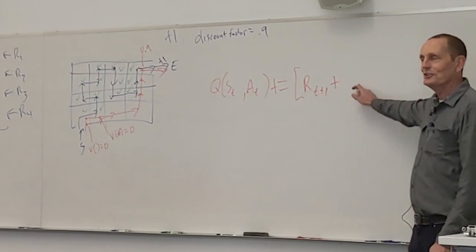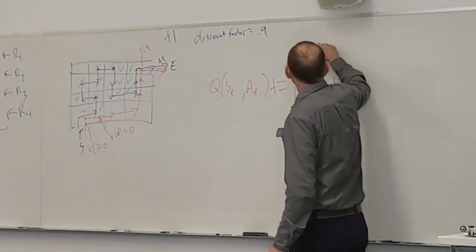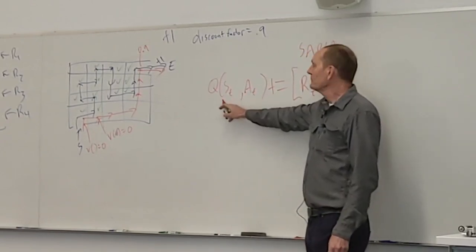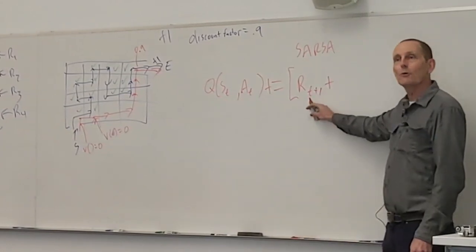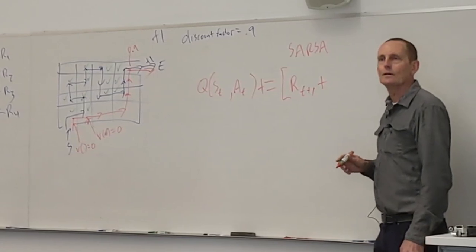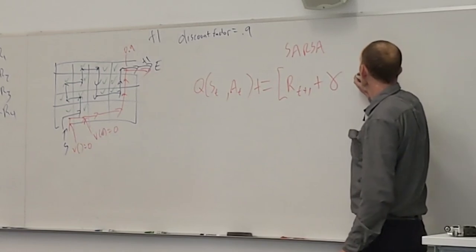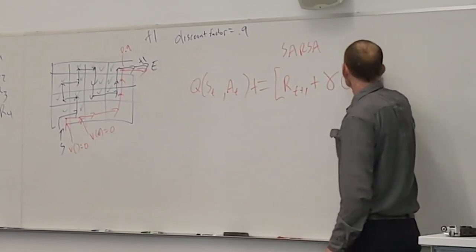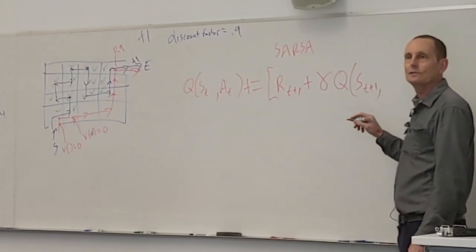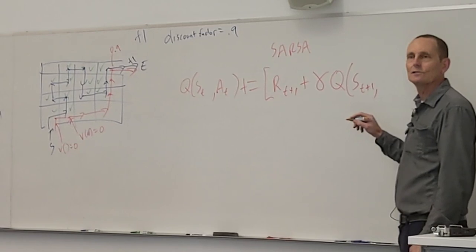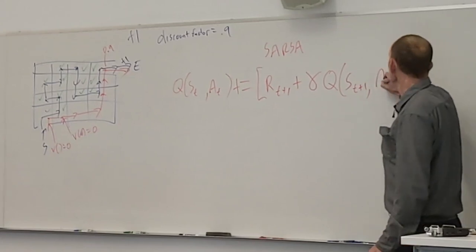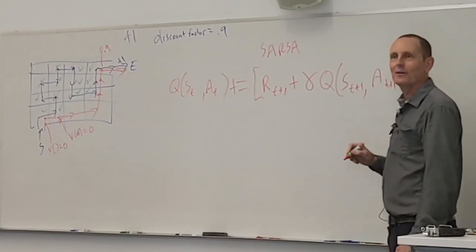So this is the SARSA update we talked about. So we're saying we're going to update Q of S_t, A_t. We're going to take the immediate reward. And what else do we want to add? All right, so the next state is T plus 1. And what action? It's basically whatever the next action we take is. Okay.